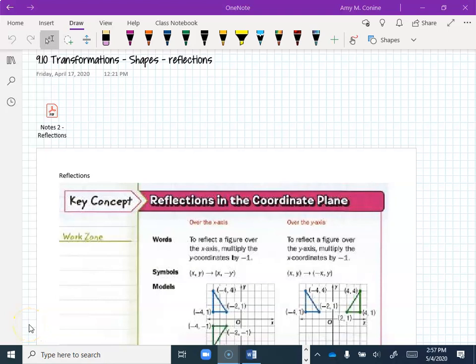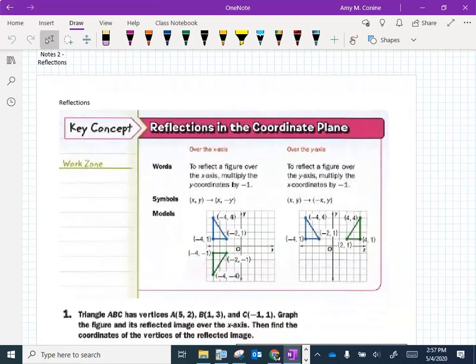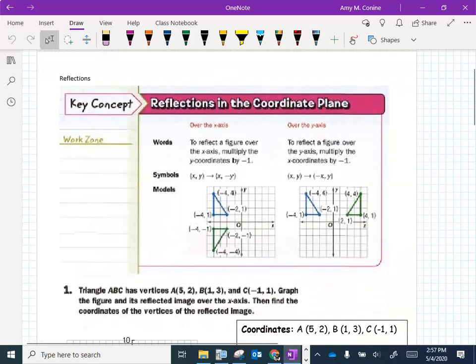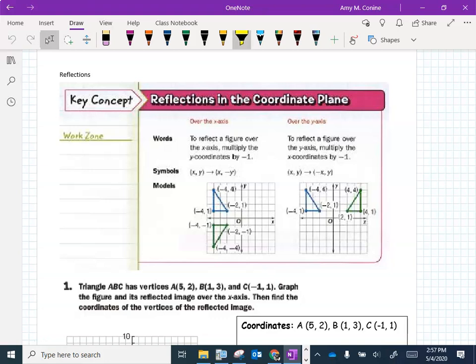Hey guys, alright, so we're going to do reflections of shapes. I do know that this is a little bit blurry, a little pixelated, so I'll make sure that you have the information you need. We're going to do reflections over your x-axis and y-axis.